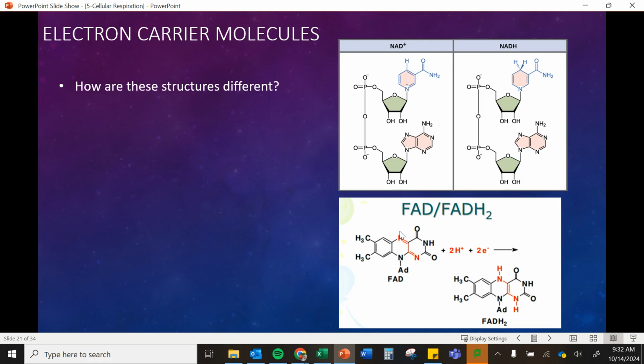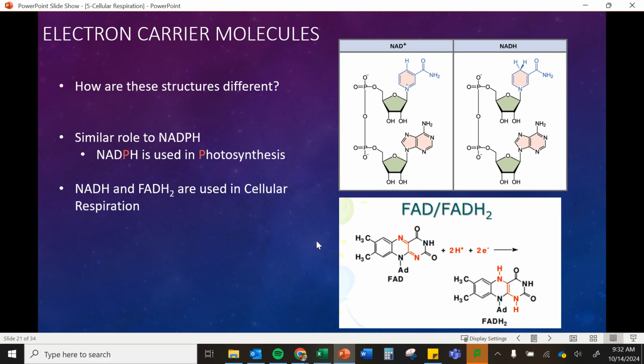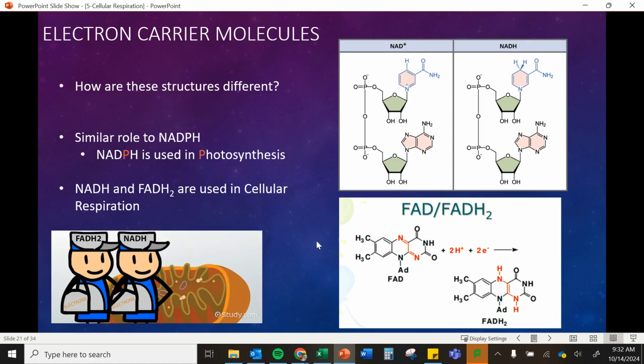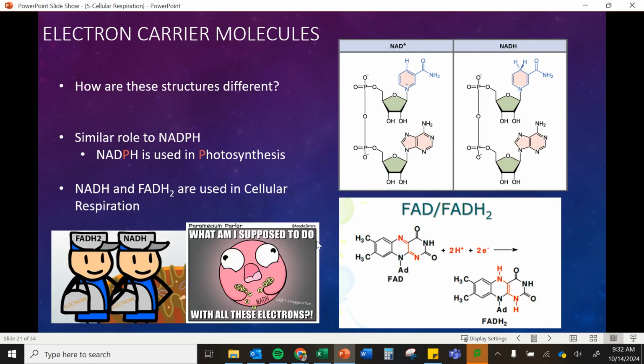Similar idea, it just actually is holding 2 electrons because it's got these hydrogens that are being added. Okay, this is a very, very similar role to NADPH in the photosynthesis reactions. Just remember that NADPH is used in photosynthesis. That P doesn't stand for photosynthesis, but can help us remember that it's in photosynthesis. NADH and FADH2 are used in cellular respiration, but it's the same idea, that they are carrying electrons. So they're just like little electron carriers.